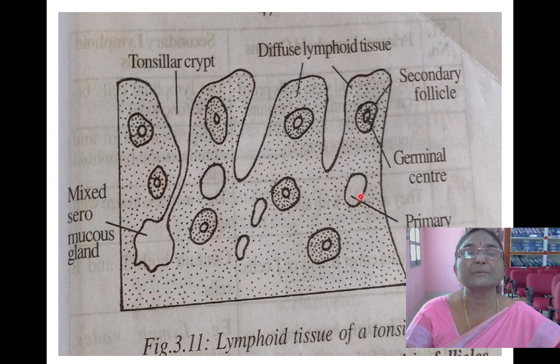Now look at the picture of this tonsil. Here the gathering of B lymphocytes is the primary follicle. This bundle is known as primary follicle. Then inside, when the germinal center is occupied, it is now known as secondary follicle. Here we can see mixed seromucous, mucous gland, tonsillar crypt, diffuse lymphoid tissue.